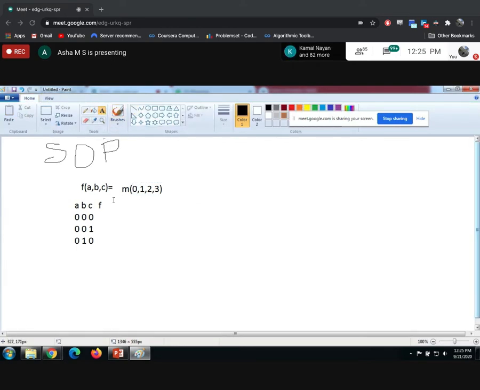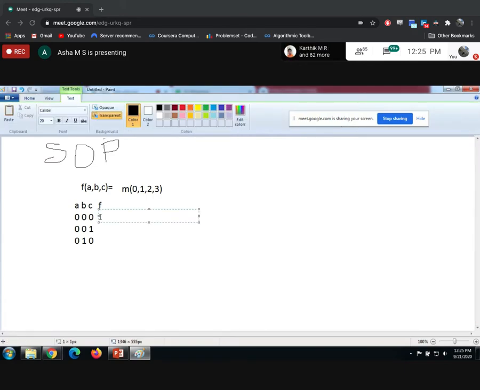So decimal 0 is there, so in place of F you will be writing 1. Next you have decimal 1, so in that function you will be writing 1. Again I have 2, so you will be writing 1.